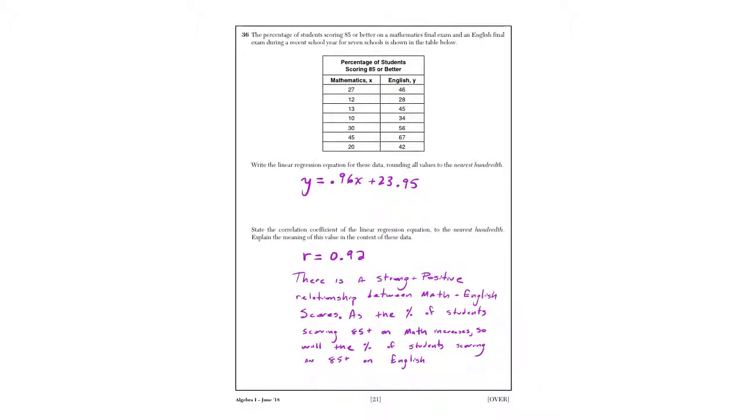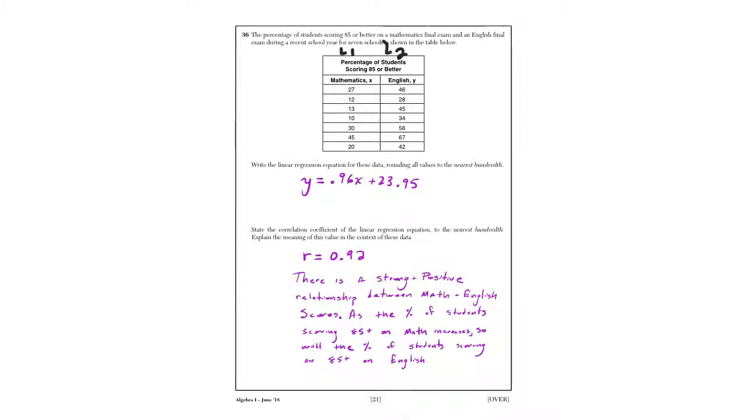All right, question 36. If you know how to use the calculator, this is an easy 4 points. In this case, we're told math and English scores, and they wanted the linear regression equation. So this would be on your calculator utilizing L1 and L2. After you're done typing those in, we're going to hit Stat, Calc, Lin Reg. You have to scroll to the right for Calc. Lin Reg is choice 4.